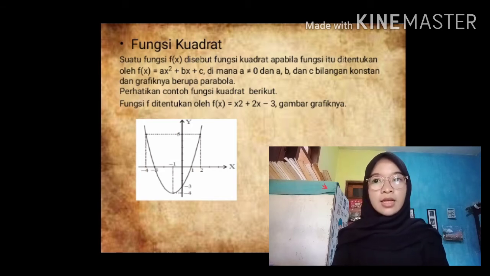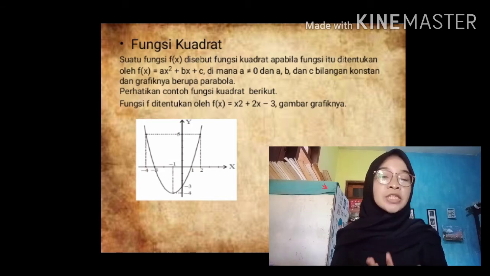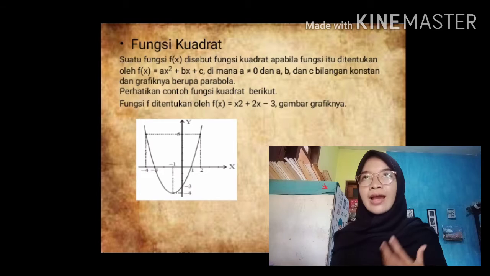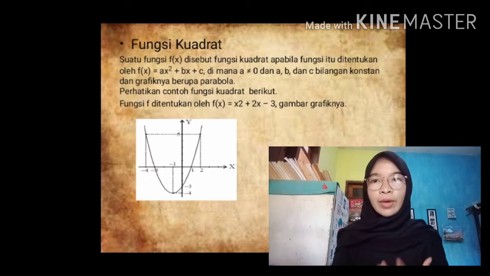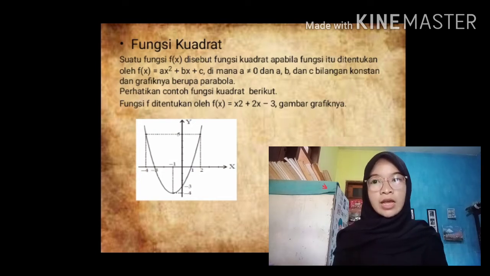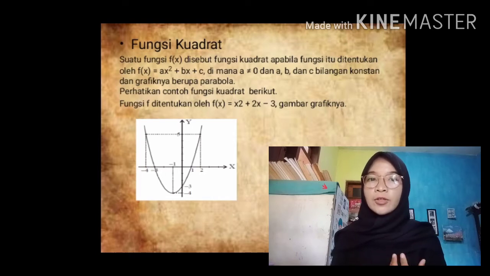Quadratic function. A function f x is called a quadratic function if it is determined by f x equals ax squared plus bx plus c, where a is not equal to 0 and a, b, and c are constant numbers, and the graph is a parabola. Pay attention to the following example of a quadratic function. Function f is determined by f x equals x squared plus 2x minus 3. Picture the graph.